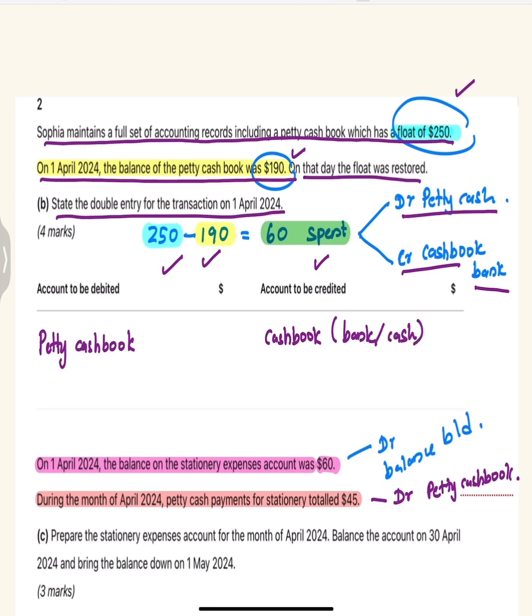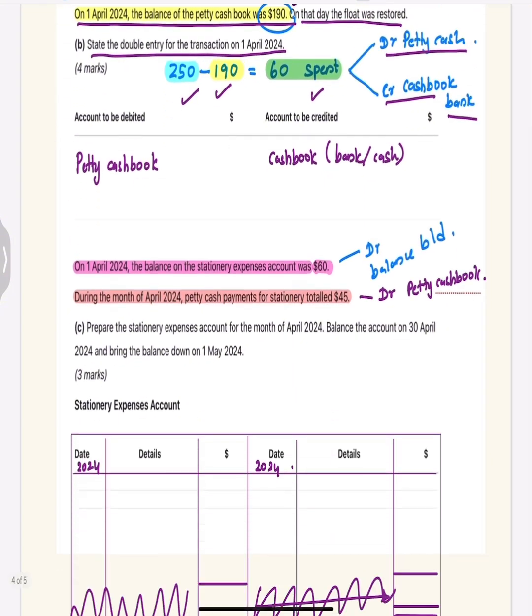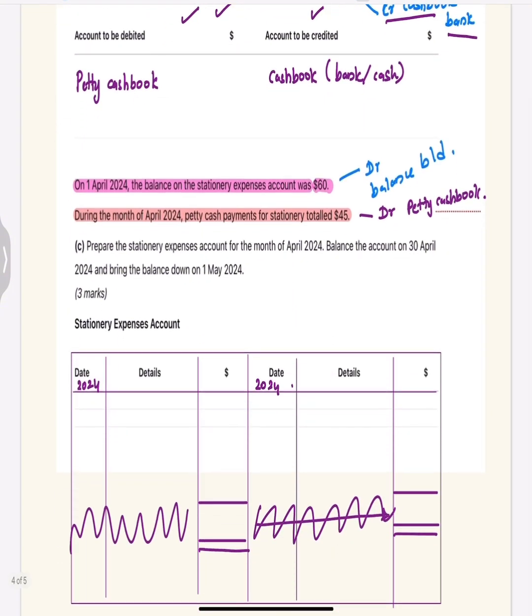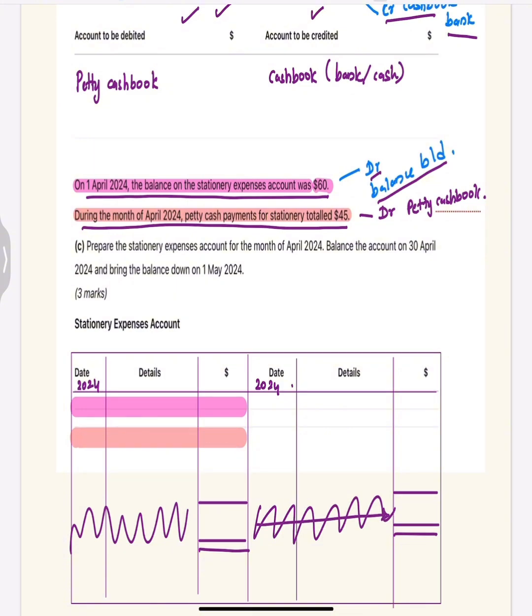Next part of petty cash book question. On 1st April 2024, the balance on the stationery expense account was 60, which should be entered on the debit side as balance brought down in the ledger. During the month of April 2024, petty cash payments for stationery totaled 45. This also should be entered on the debit side, but the description should be petty cash book.